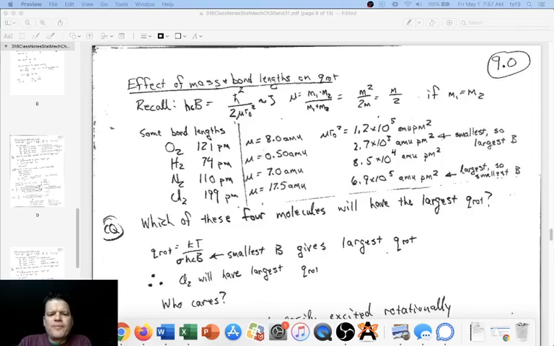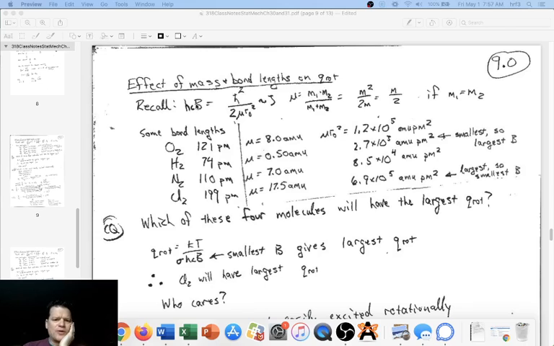Morning, everybody. I'm going to just give a couple of pages of notes today because we have our collaborations. I want to talk about some examples in rotations. So let's think about the effect of mass and bond length on the molecular partition function for rotations.